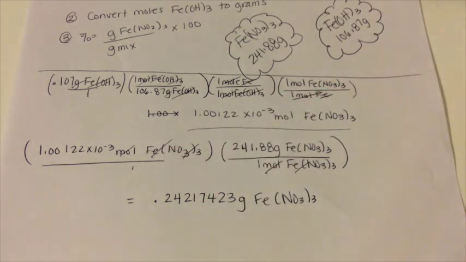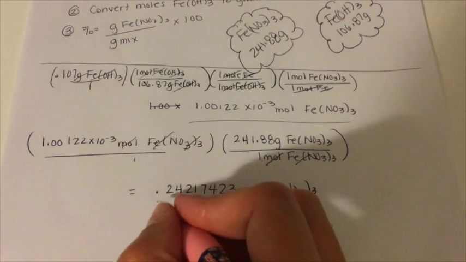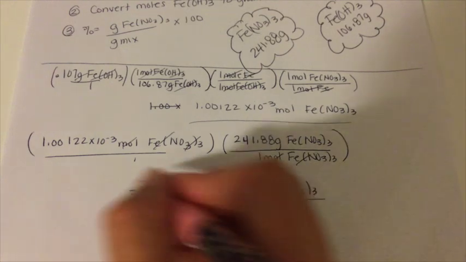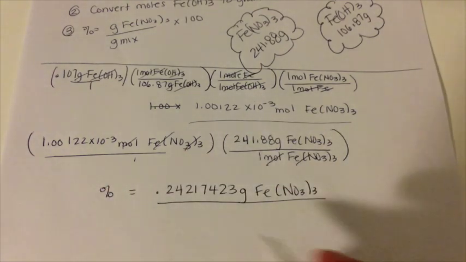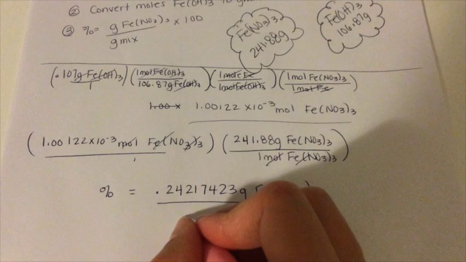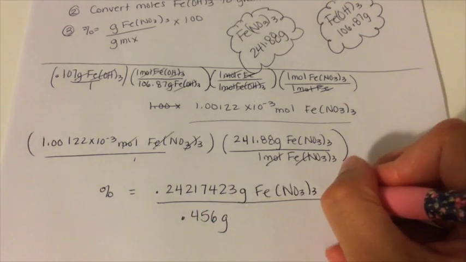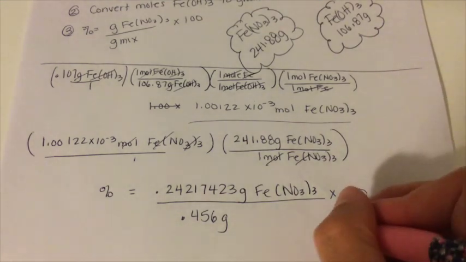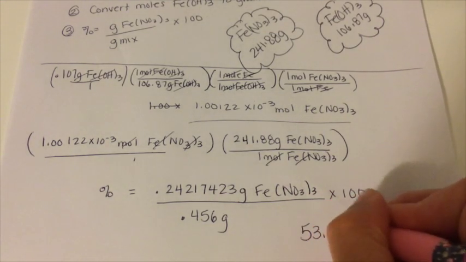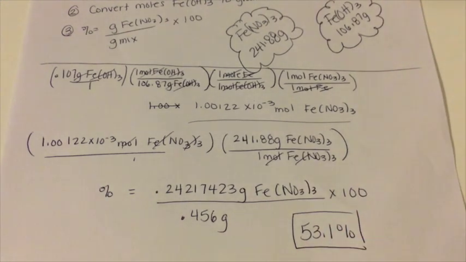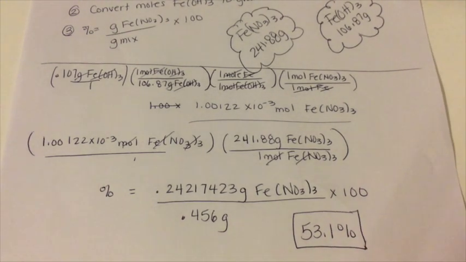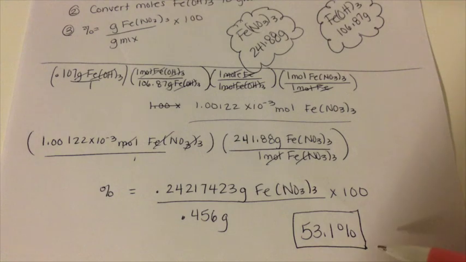I'm going to keep this number big out of the calculator and plug it back in, because we're still doing multiplying and dividing, because now, for percent, we're going to do this mass of iron 3 nitrate over the mass of the entire original mixture times 100, and when we get the answer out of the calculator, it comes out to 53.1%. So that original mixture was 53.1% iron 3 nitrate, and the other 46.9% was sodium chloride.